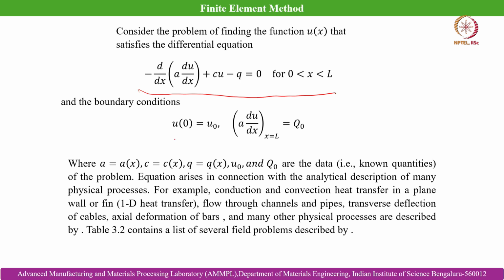Boundary conditions. So, here u is the primary variable. So, u at x equal to 0 is u0 and a du/dx at x equal to L is q0. So, here a is equal to a(x), c is equal to c(x) and q is equal to q(x); u0 and q0 are the data, that is, known quantities of the problem. The equation arises in connection with the analytical description of many physical processes. For example, conduction and convection heat transfer in a plane wall or fin, flow through channels, pipes, transverse deflection of cables, axial deformation of bars and many other physical processes are described here.